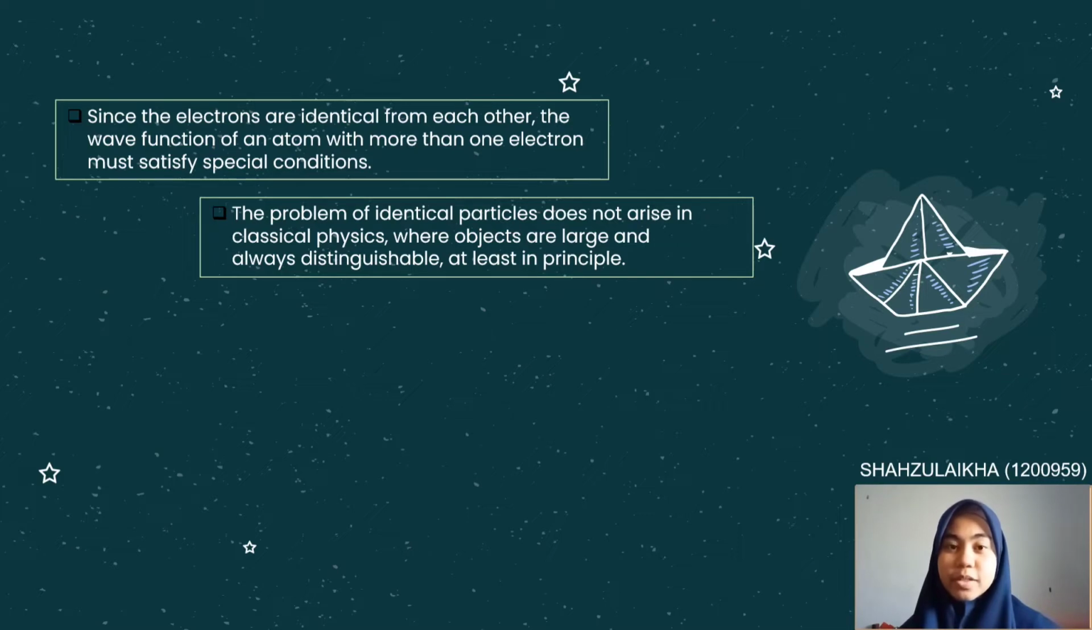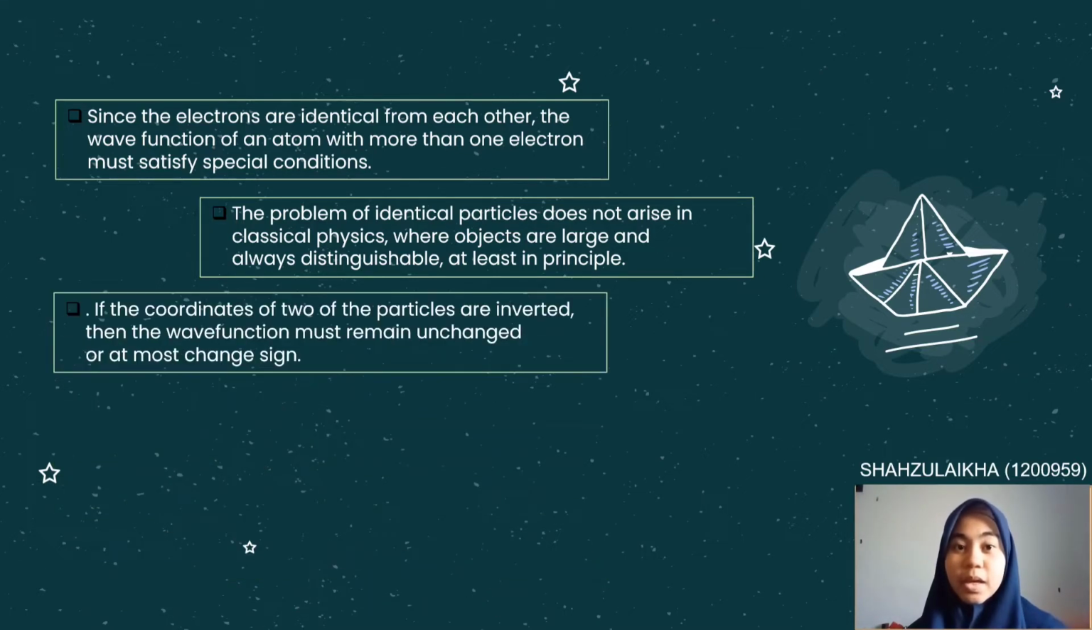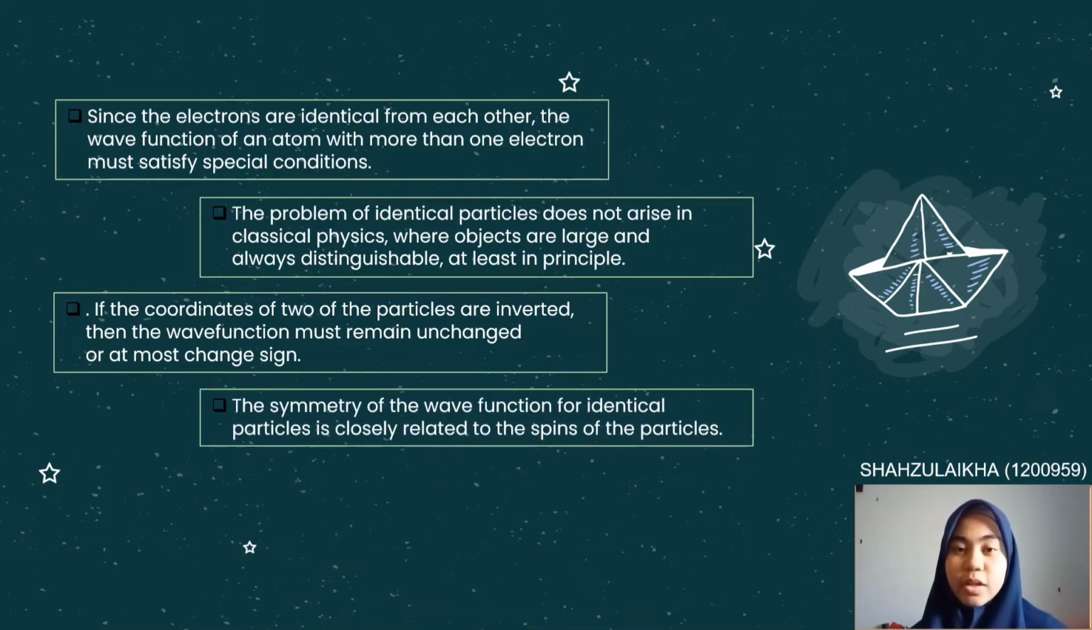The global wave function, psi, of a system of identical particles depends on the coordinates of all particles. If the coordinates of two of the particles are interchanged, then the wave function must remain unchanged or at most change sign. A change of sign is allowed because it is psi squared that has the physical interpretation of the wave function. The symmetry of the wave function for identical particles is closely related to the spins of the particles.